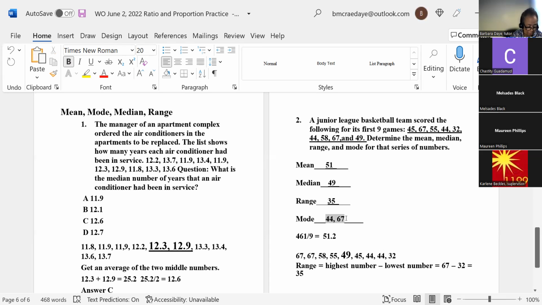Very good. Okay. So is it possible not to have a mode at all, Mercedes? Yes, it is possible. You could have no mode, like if every number appears once. Or you could have one mode, one number appearing more than any other number in the list, or you could have more than one. In this case, we have two modes. Any questions on mean, mode, median, range?